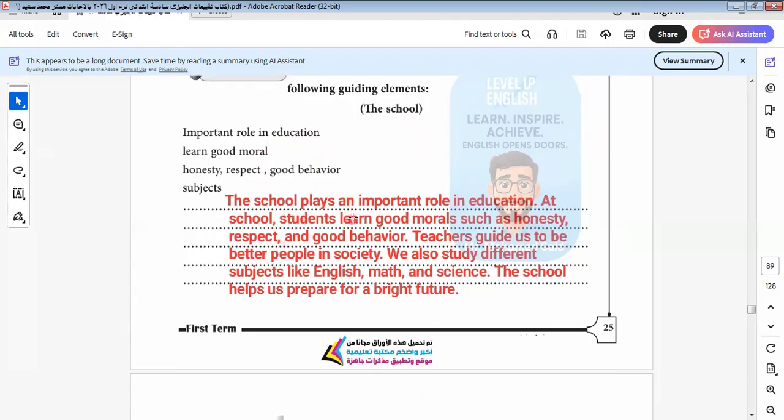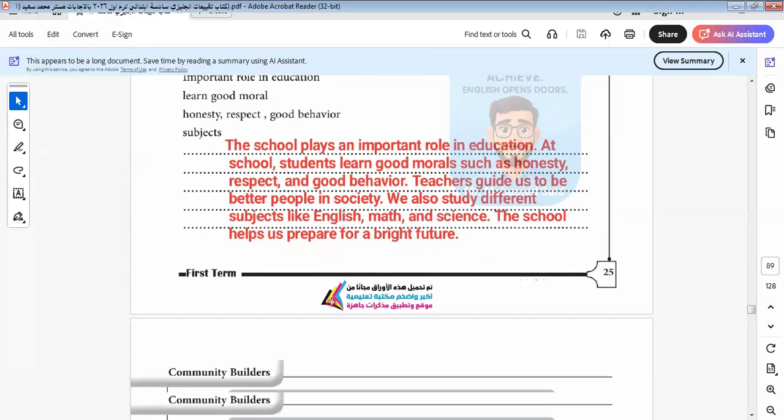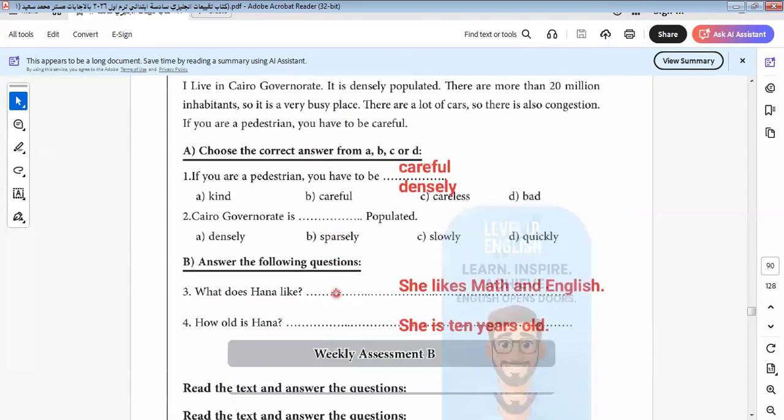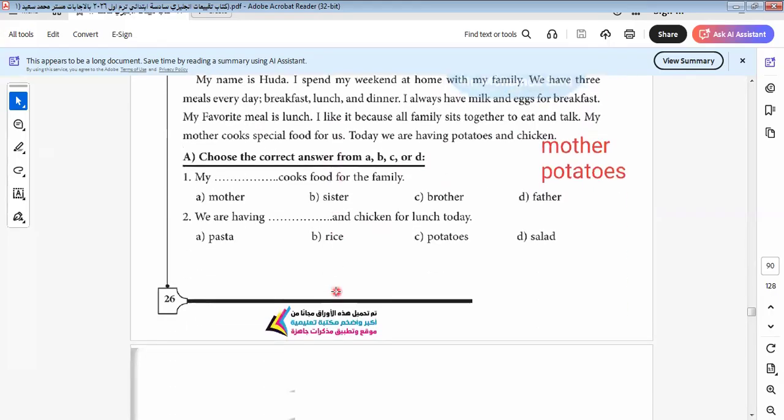Okay, so let's go to another, to read these steps. The school plays an important role in education. At school, students learn good morals such as honesty, respect, and good behavior. Teachers guide us to be better people in society. We also study different subjects like English, math, and science. The school helps us prepare for a bright future. So I will leave this one to do by yourself, okay?